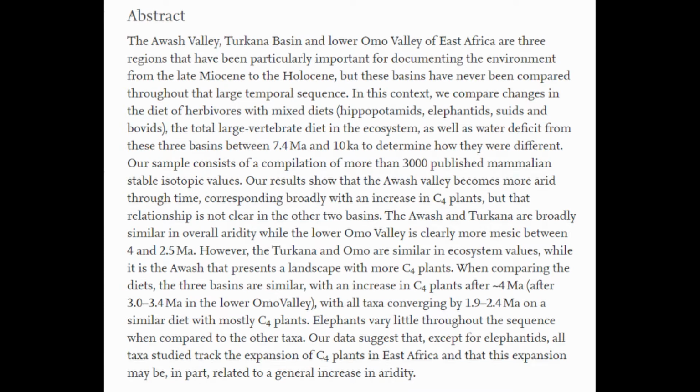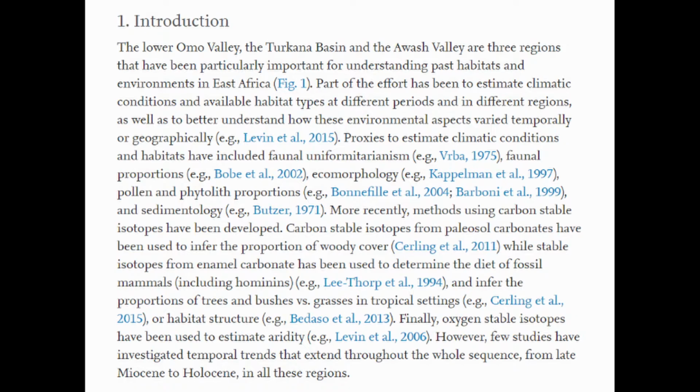Okay, so let's have a look at the introduction, and then I'll move on to the conclusion. The lower Omo Valley, the Turkana Basin and the Awash Valley are three regions that have been particularly important for understanding past habitats and environments in Eastern Africa. Part of the effort has been to estimate climate conditions and available habitat types at different periods and in different regions, as well as to better understand how these environmental aspects vary temporally or geographically.